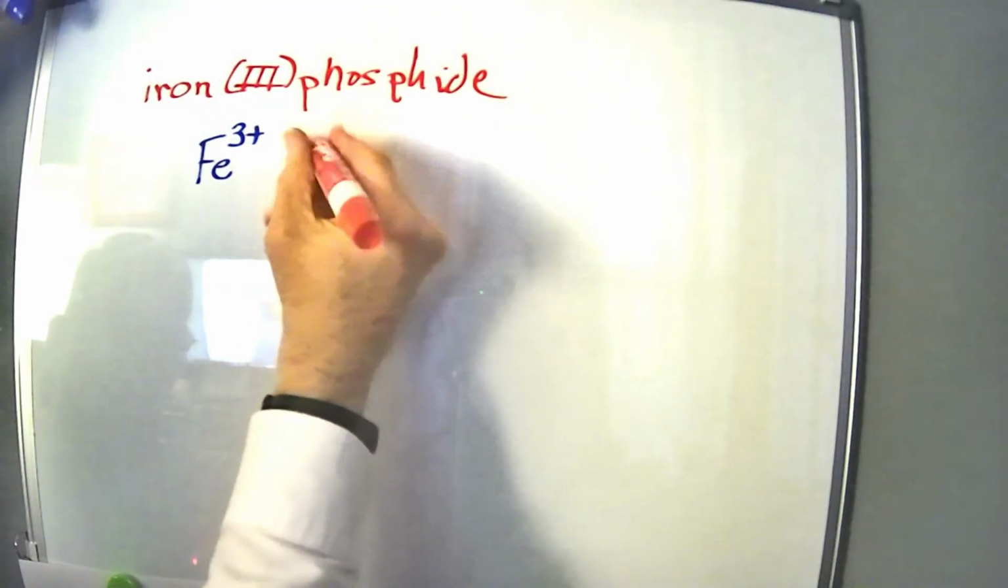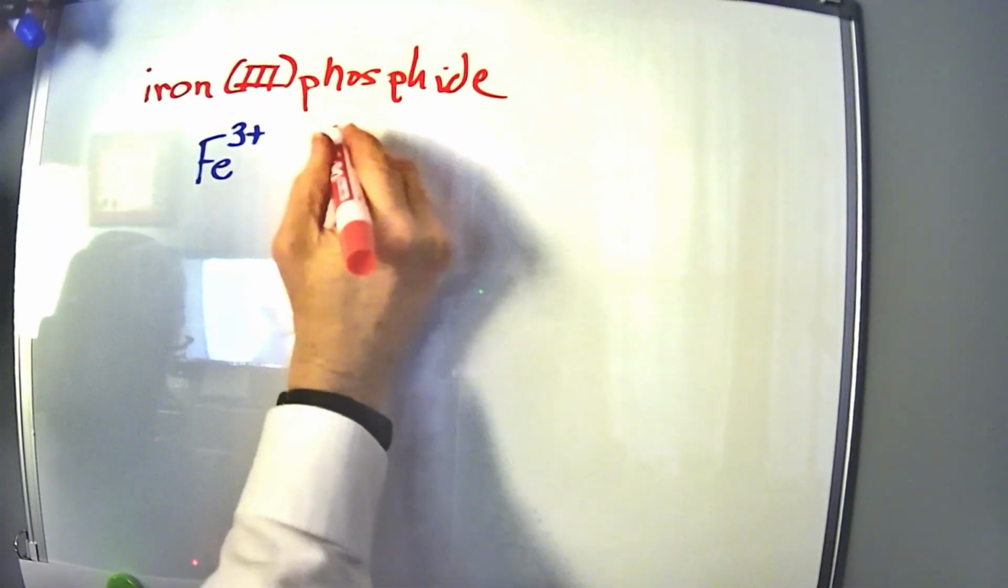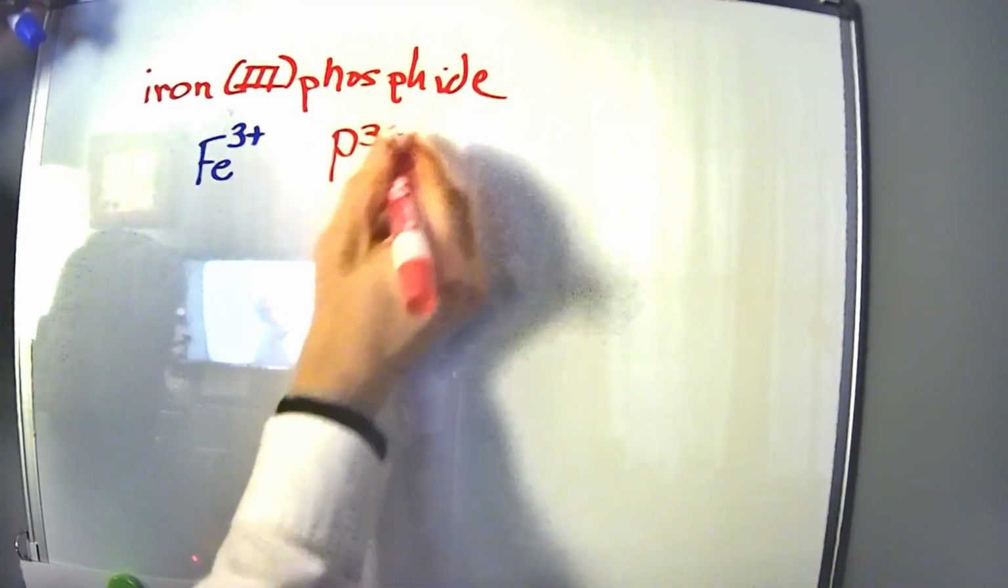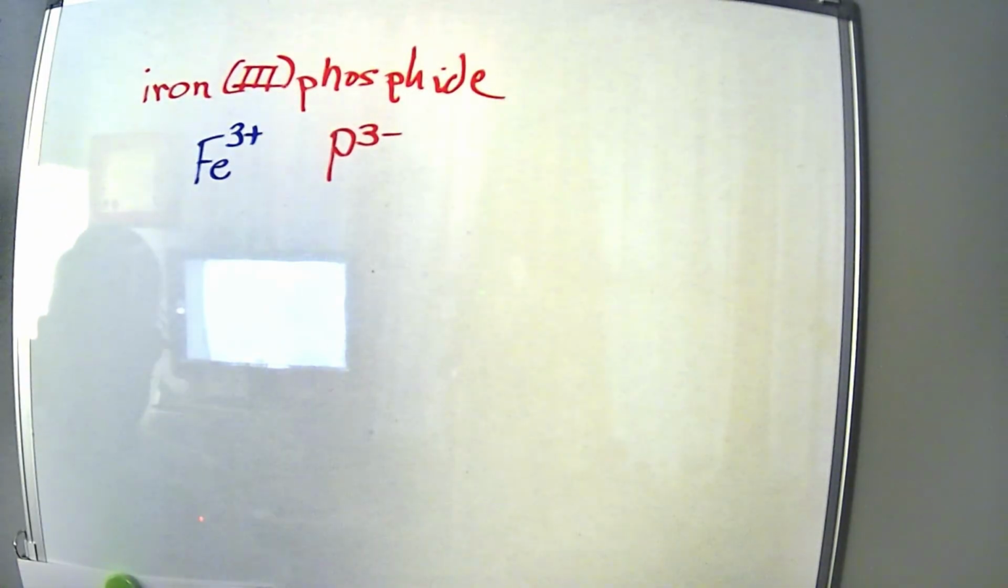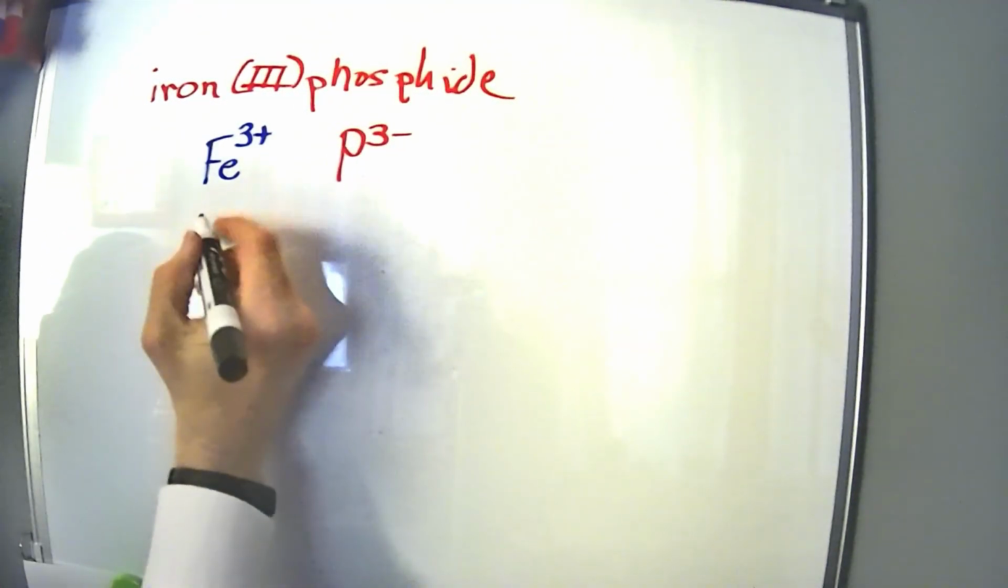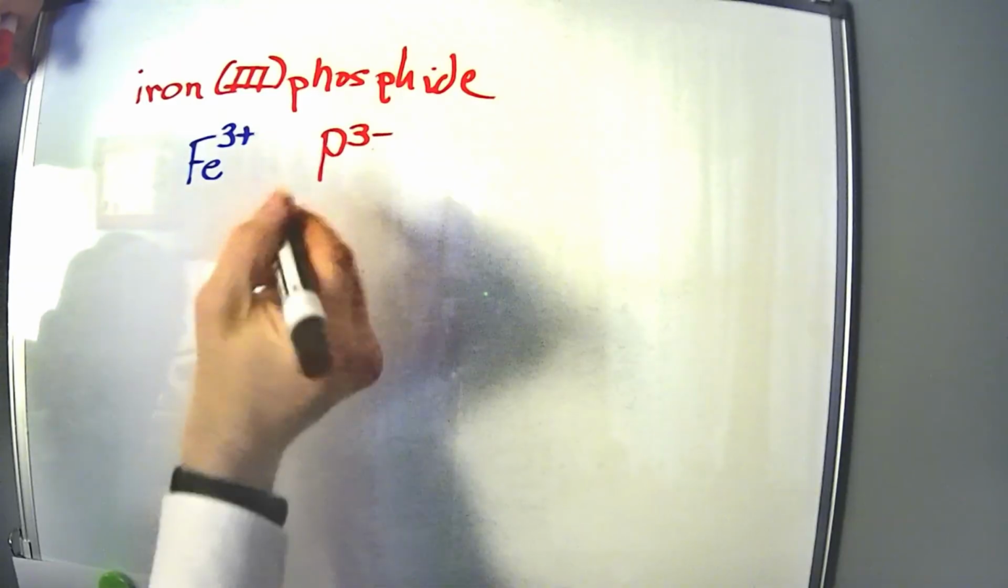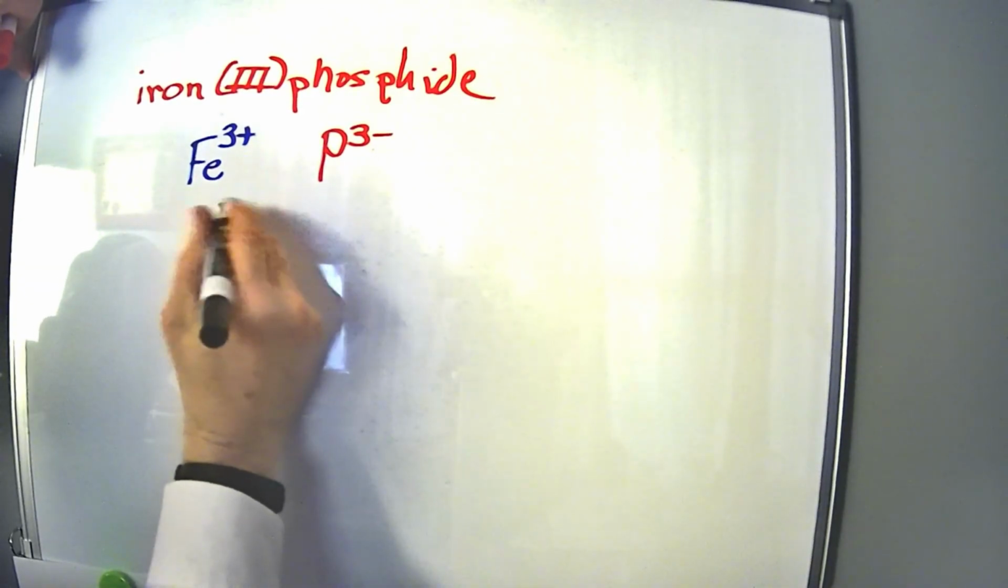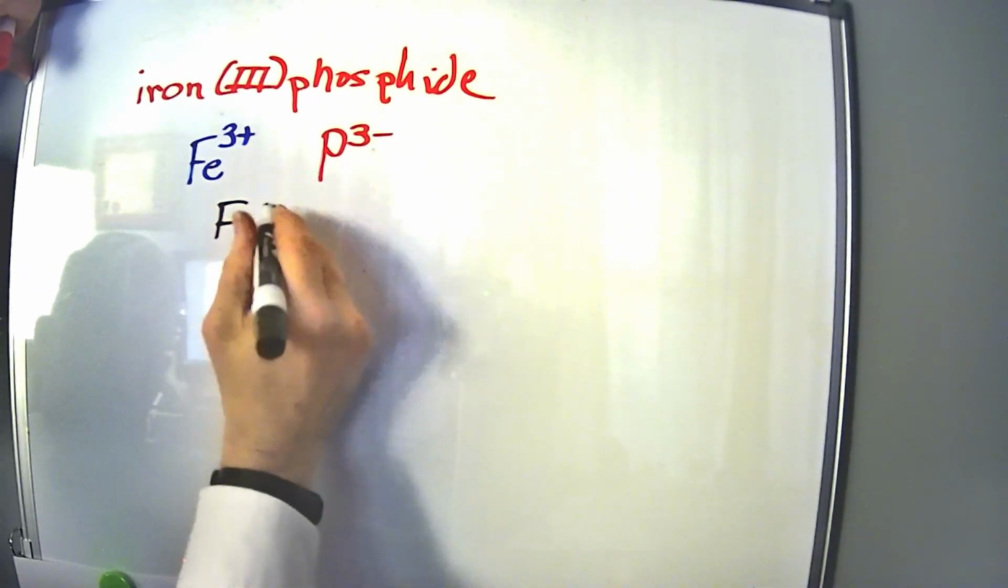The phosphide ion is P3 minus. So 3 plus, 3 minus. Once again, one atom of each ion. Excuse me, one ion of each type. FeP.